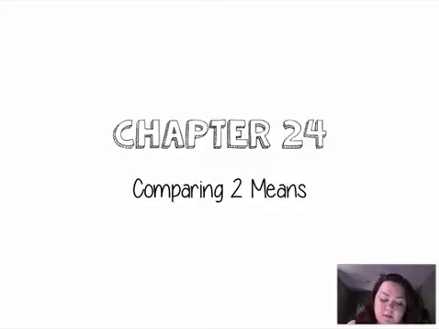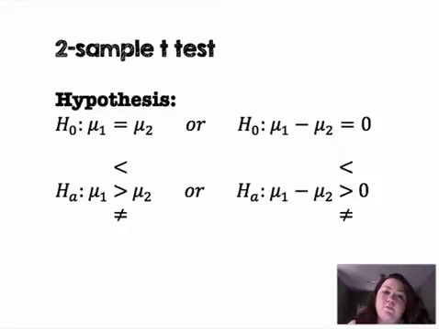Alright, in this video we're going to talk about comparing two means. So we're going to do a two-sample t-test. Our null hypothesis can say that the mean of the first sample is equal to the mean of the second, or you can write it as the mean of the first sample minus the mean of the second is equal to 0, whichever one you're more comfortable with.